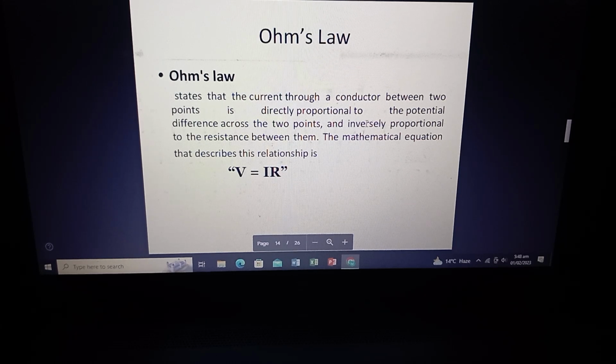Now, here we have our most favorite law, Ohm's law. Ohm's law states that the current through a conductor between 2 points is directly proportional to the potential difference across the 2 points and inversely proportional to the resistance between them. The mathematical equation that describes this relationship is V = IR, which means that voltage is directly proportional to current and also resistance.